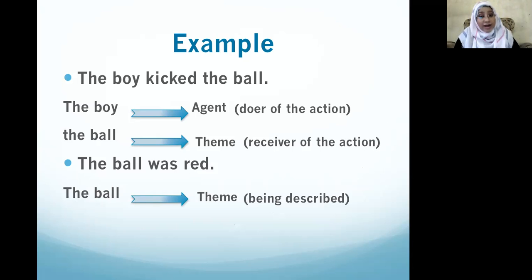Remember, only the word which performs the action is called the agent of the sentence. And the word which is affected by the action or which is described in a sentence, we call it theme. Okay.